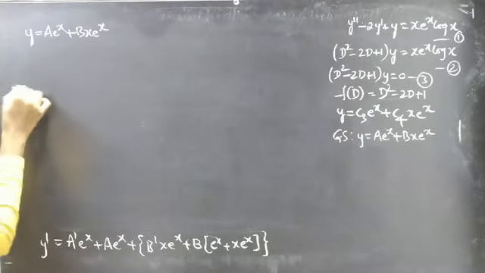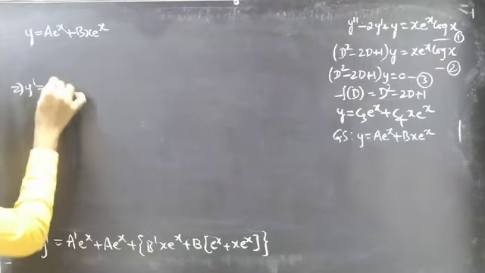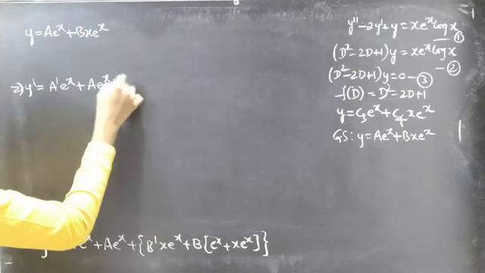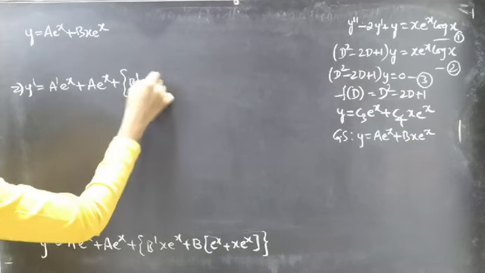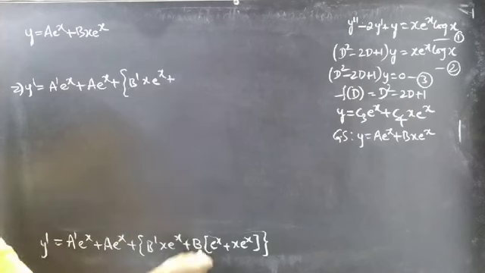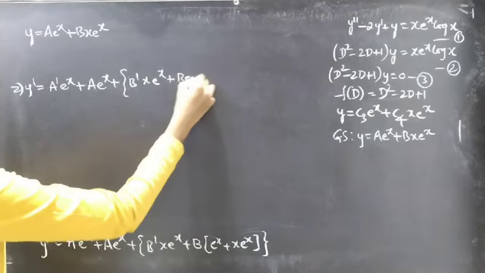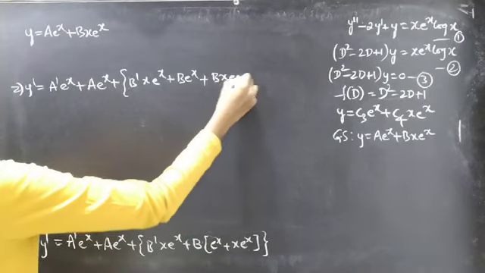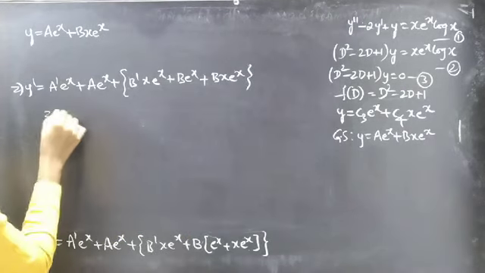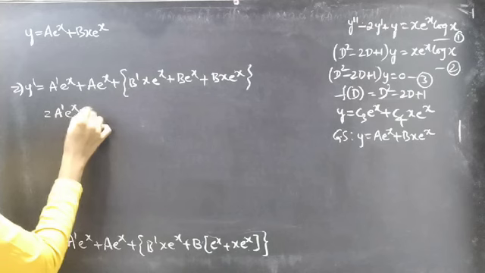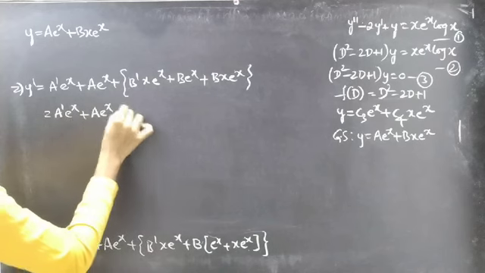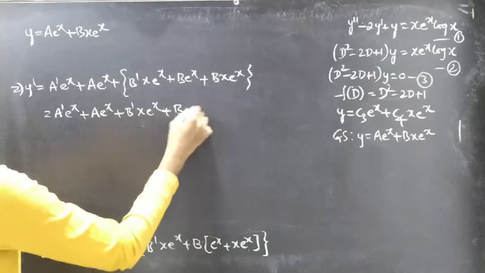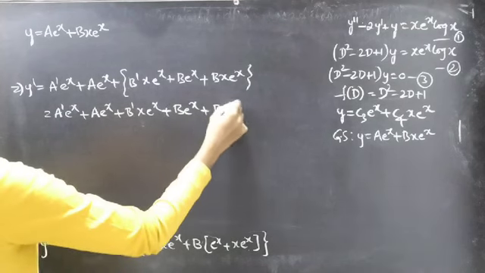Now y dash becomes a dash e power x plus a e power x plus b dash x e power x plus b e power x plus bx e power x. This gives us a dash e power x plus a e power x plus b dash x e power x plus b e power x plus bx e power x.